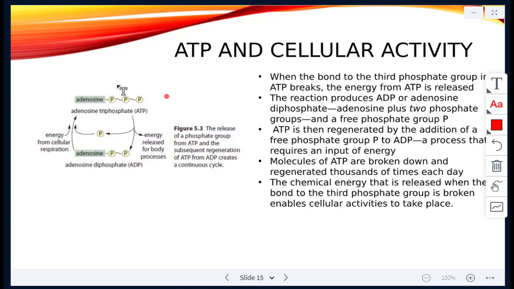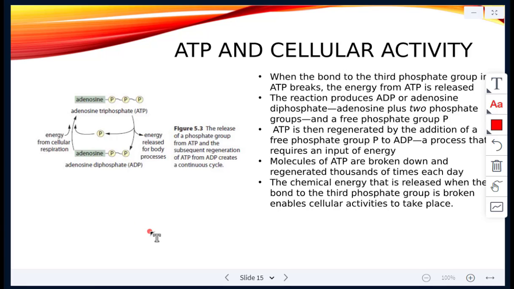In this continuous cycle, we see the release of a phosphate group from ATP, and then the subsequent regeneration of ATP from ADP. It creates this continuous cycle. When the bond to that 3rd phosphate group in ATP breaks, so there's 3 phosphate groups, one of them will break off, and the energy from ATP is released. That reaction produces ADP, just 2 phosphate groups, and then there is 1 free phosphate group right there in the middle. So adenosine plus 2 phosphate groups, that's ADP. Then you have that free phosphate group shown right here.